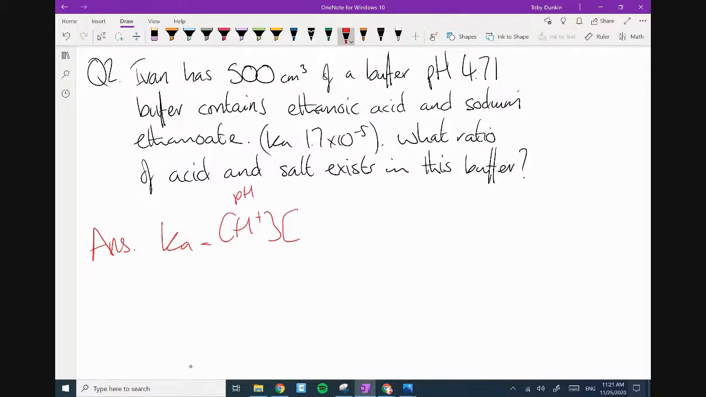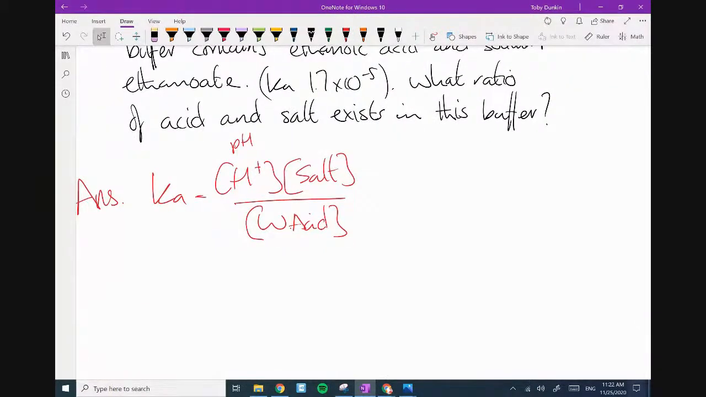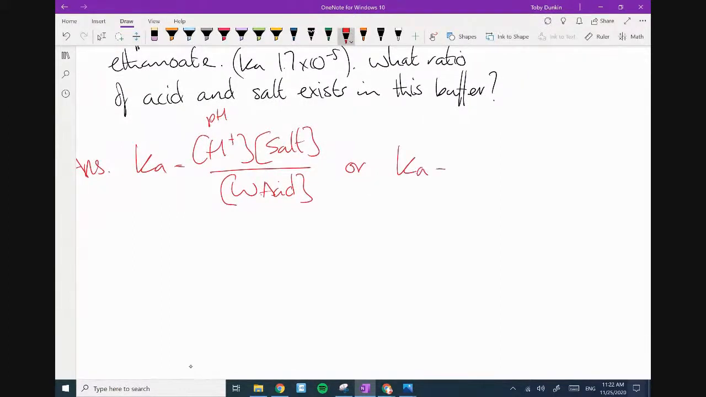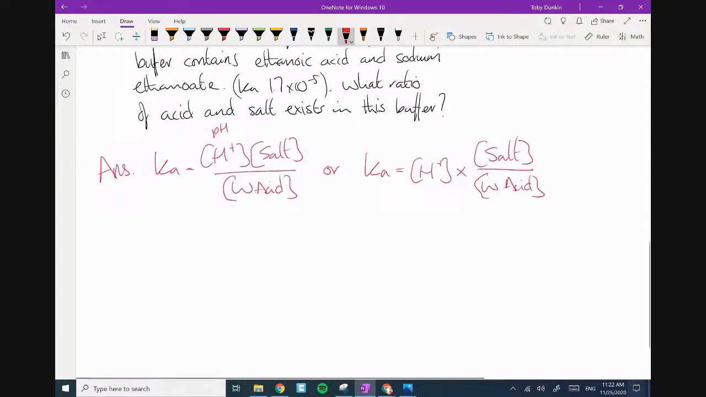Yeah? Multiplied by the salt, or sea bass, all over the weak acid. Now, in terms of mathematics, one of the things that you can do here is you can actually separate out the H plus. So this equation can actually be represented like this. Ka equals H plus concentration multiplied by the salt concentration over the weak acid concentration. Mathematically, that is the same.